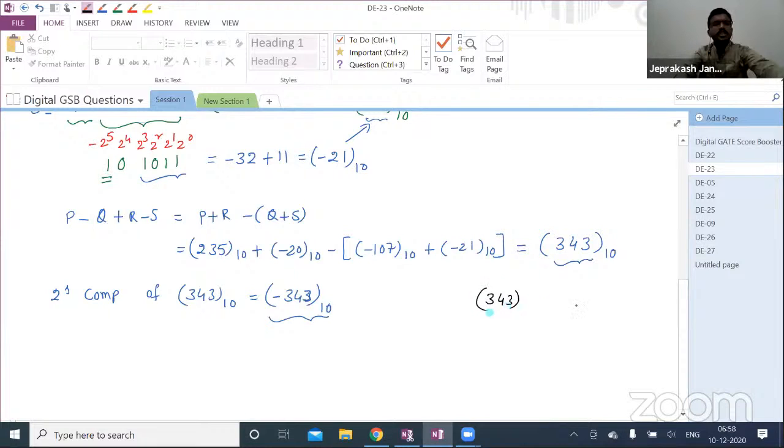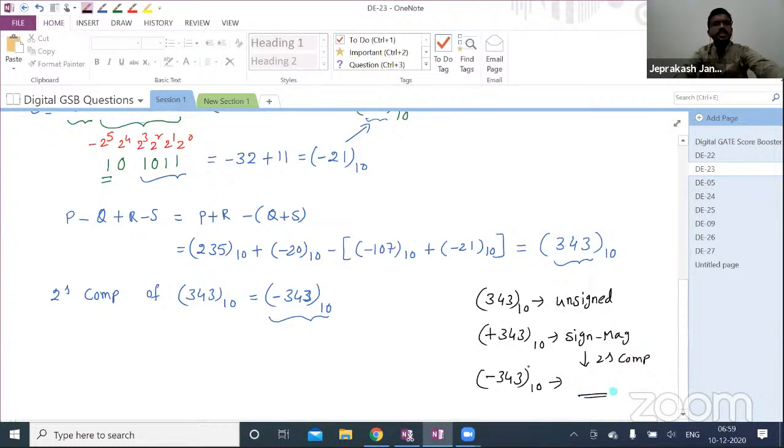First, represent this number in unsigned category. After that, consider the positive number in sign magnitude form. Whatever representation you get for the positive number in sign magnitude form, the same representation is valid in the other two also, in 1's complement and 2's complement. Now, to represent minus 343 in 2's complement form, you have to apply 2's complement to this one. Then you'll get the 2's complement representation of minus 343. So this is the conventional method. If you want, you can do it later. For the timing, I'm not doing it like that. So I will give the shortcut method only.